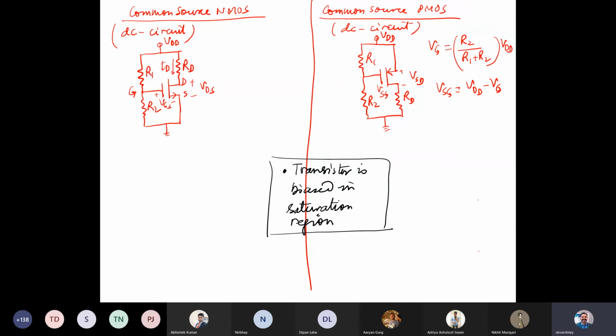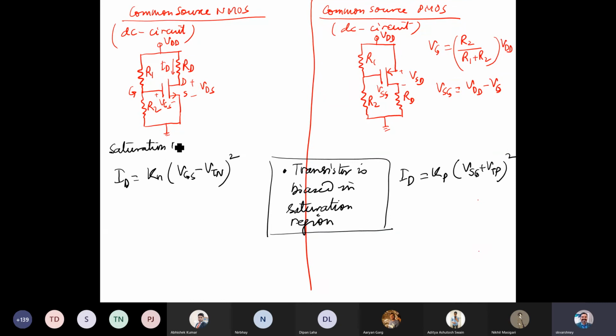So that means we can use the equation ID equals Kp times VSG plus VTP squared, and in the NMOS case ID is Kn times VGS minus VTN squared. These are both the current in the saturation region.